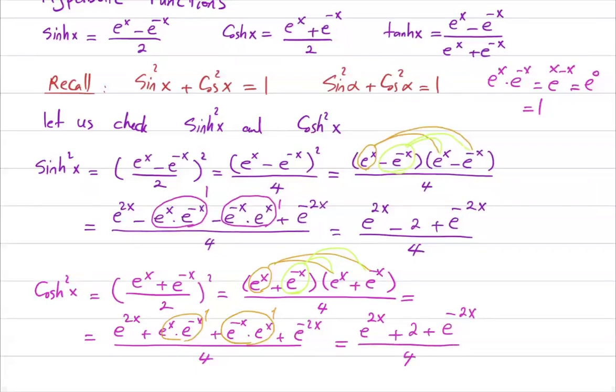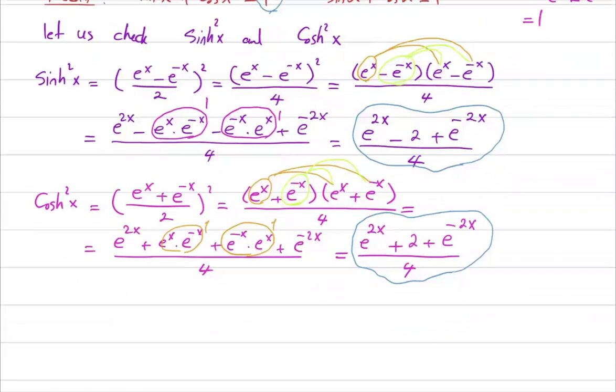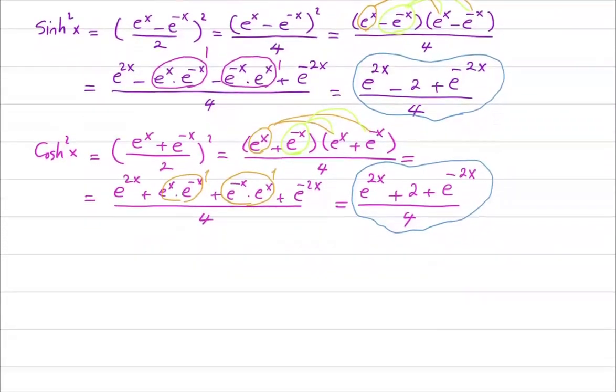So the question is, if I take these two quantities and add them together, do I get a 1? What if I subtract them? I'm trying to find the identity. So let us investigate how we can combine these and get a 1.